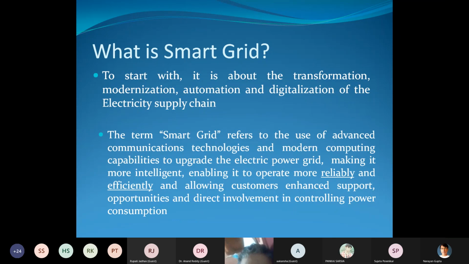So you have to upgrade and update the electric power grid, making it more intelligent, enabling it to operate more reliably and efficiently, and allowing customers enhanced support, opportunities, and direct involvement in controlling power consumption. Let me tell you one more very important thing. The reliability. We have generation reliability, transmission reliability, distribution reliability, and joint combined reliability.